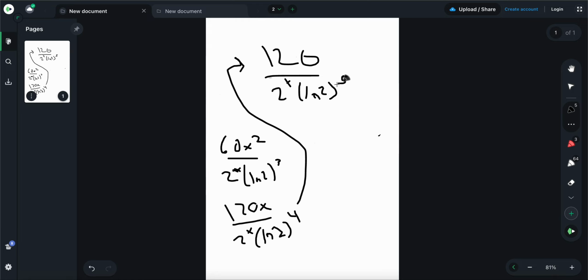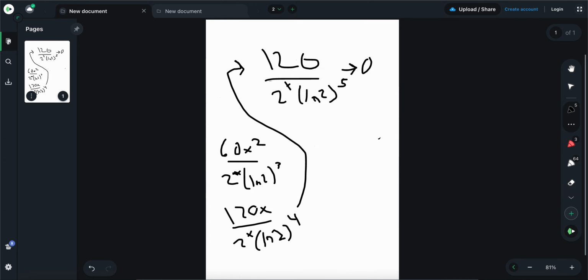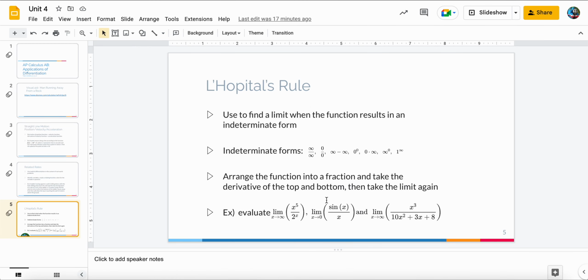And now if we substitute in infinity on both sides, we get 120 over this bottom evaluates to infinity. 120 divided by infinity approaches the value of 0. So we can find 0 as the answer for the first one. Second one is a little bit quicker.